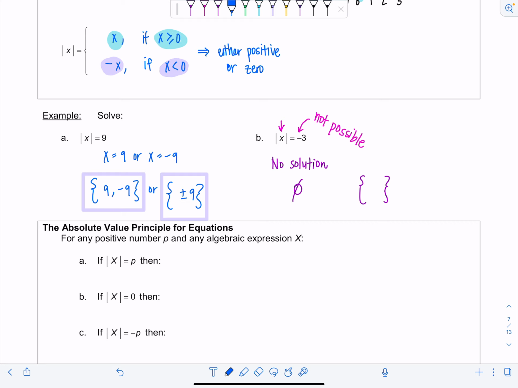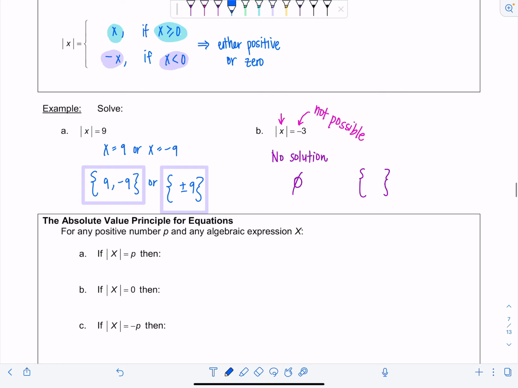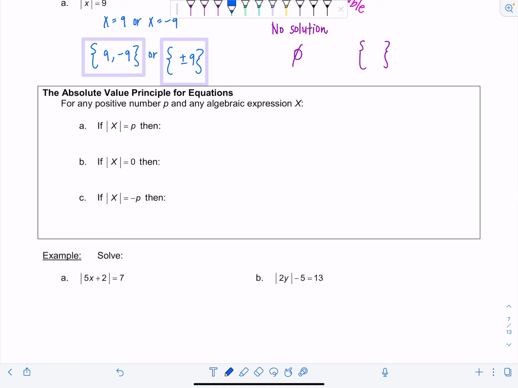Okay, so what about when these equations get a little fancier? I'll tell you right now. So the absolute value principle for equations. For any positive number p and any algebraic expression X, you see how that's a big capital X? That's because we're taking the absolute value of some algebraic expression, so it may not just be x by itself. It could be like 4x plus 3 or something like that. So if the absolute value of X is equal to p, then you drop the absolute value bars and write two new equations. You either write X is equal to p or X is equal to the opposite of p, negative p.